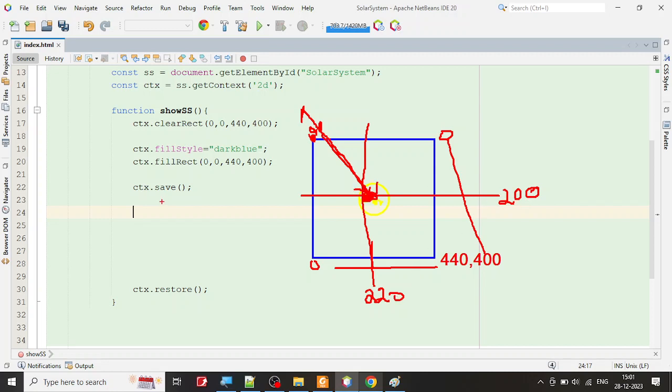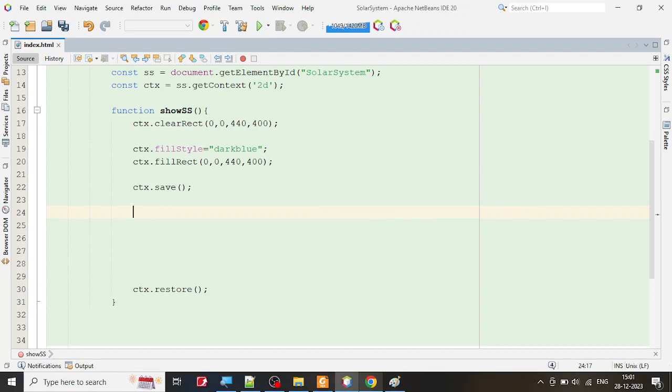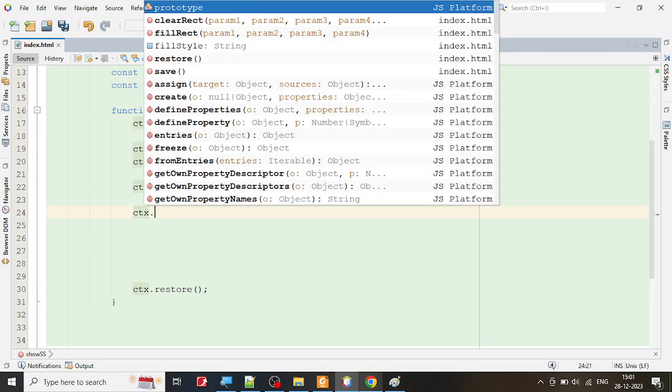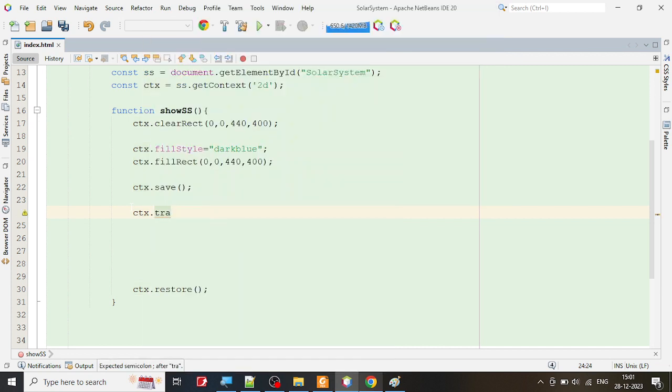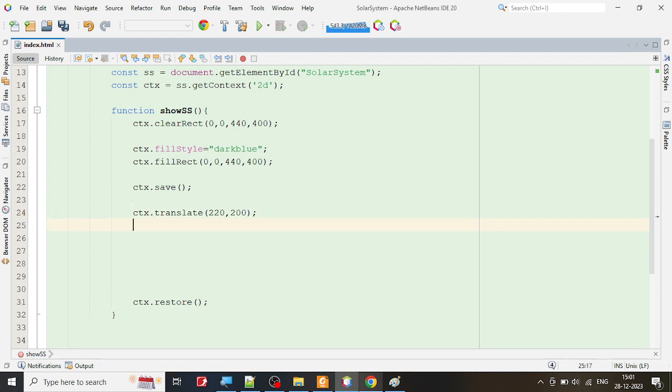How do I do that? I'm going to say ctx dot translate, that is move to this location. The general word move that you use in graphics, we say translate. Get the location, or go to that particular location, translate to that particular location. In other words, you are saying take me to that location right at the middle, that is 220 cross 200.